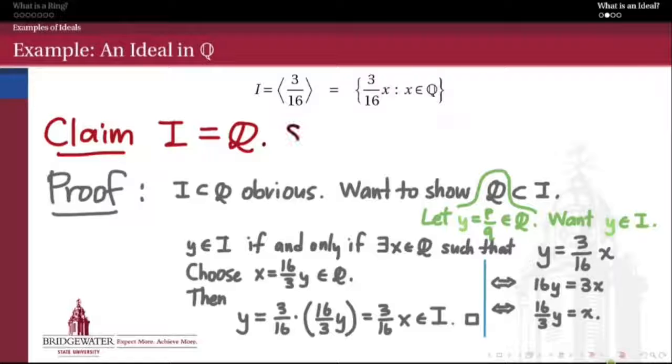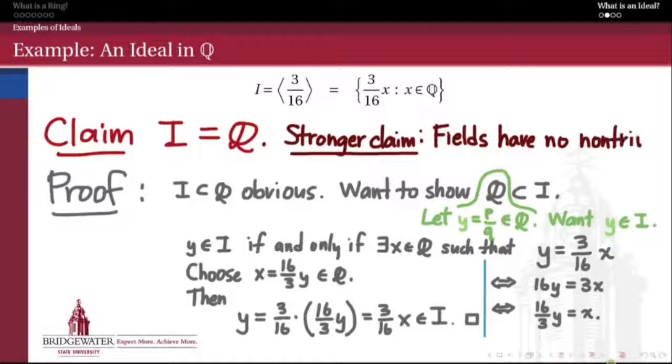In fact, we can make an even stronger claim. Because the rational numbers form a field, fields have no non-trivial proper ideals. This is not too difficult to prove, but it does show us that rings are really something more interesting than fields in certain respects. So we can have an ideal inside of a ring which is not trivial and which is not the whole ring. But once we have enough properties in that ring, namely the properties that make it into a field, namely commutativity and division ring, then there are no non-trivial proper ideals inside of a field.